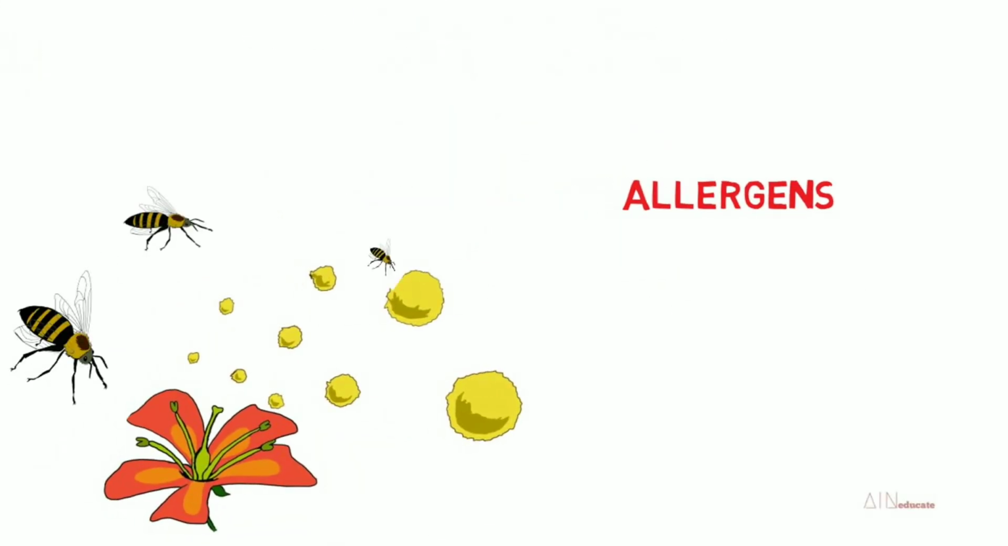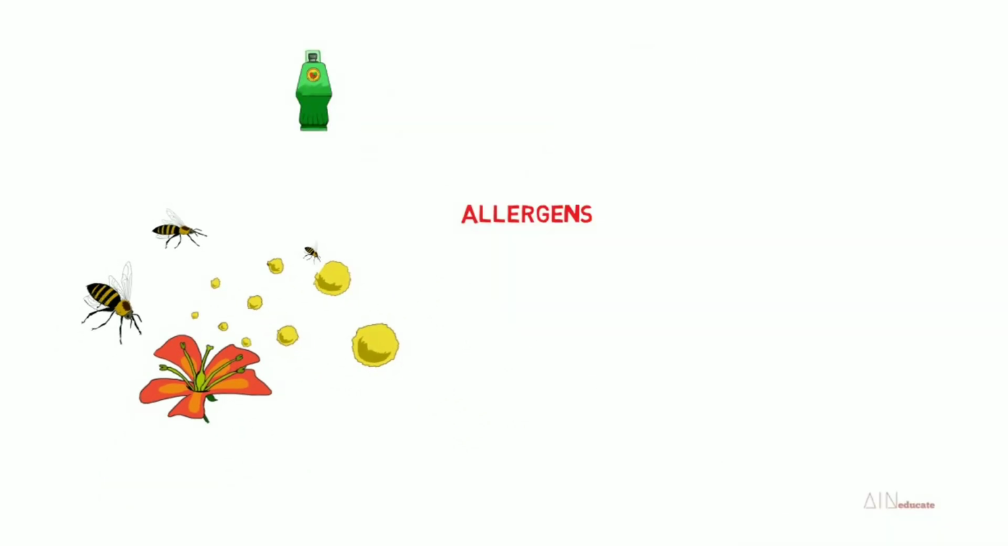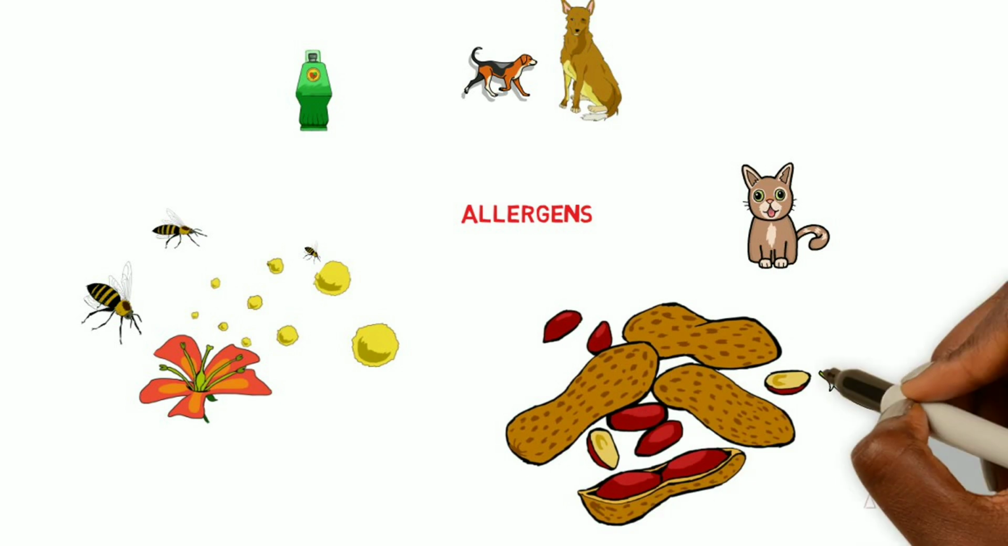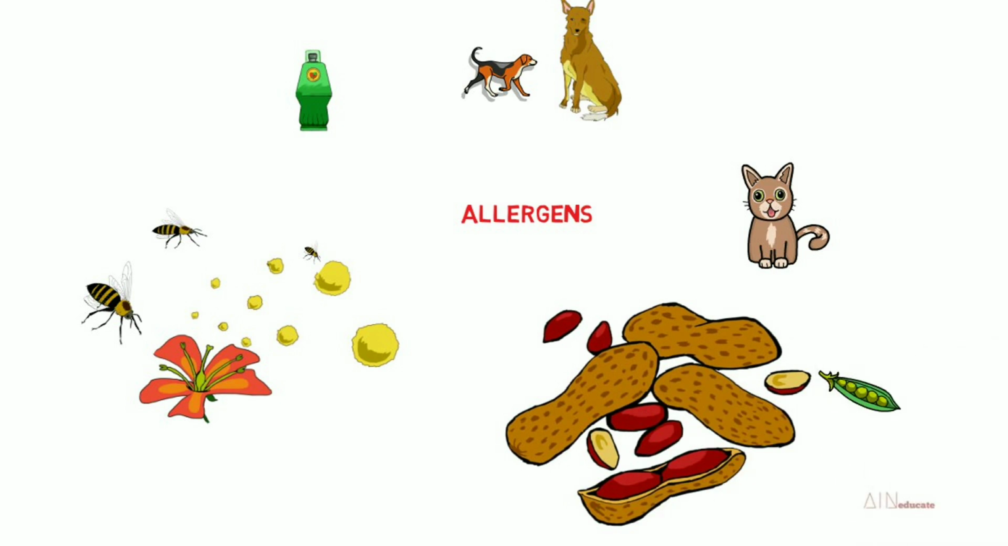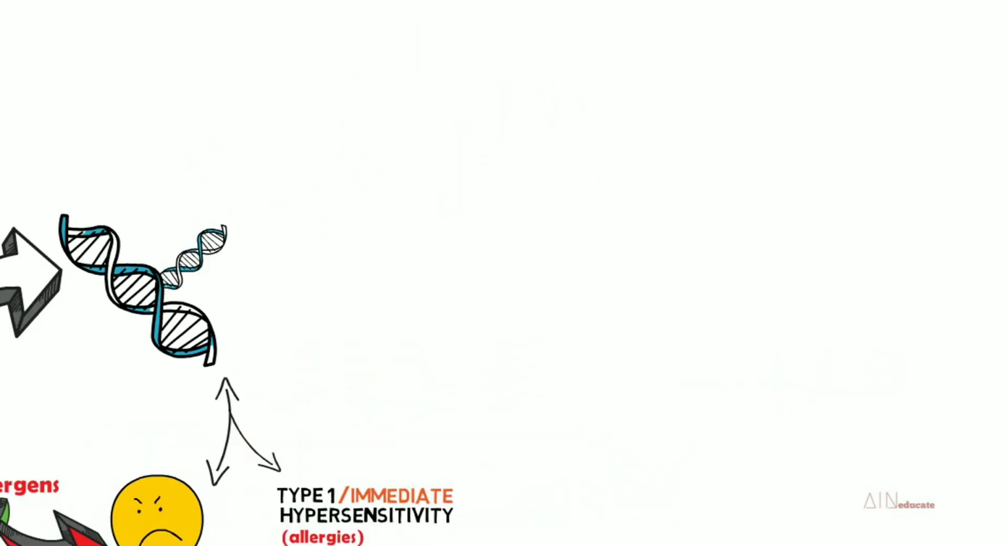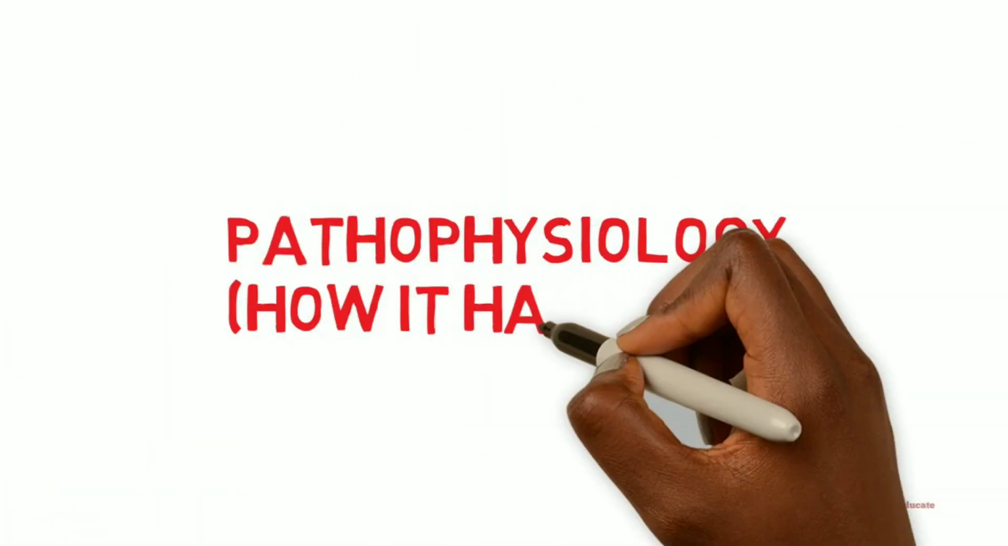Allergens could range from pollen grains, bee stings, strong scented perfumes, animal dander, that is, fur and dead skin periodically shed by some animals, like cats and dogs. It could even be something as common and edible as groundnut or pea. The immune response is quick and usually short-lived. Type 1 hypersensitivity is sometimes therefore referred to as immediate hypersensitivity because of this feature. So how does this reaction happen?